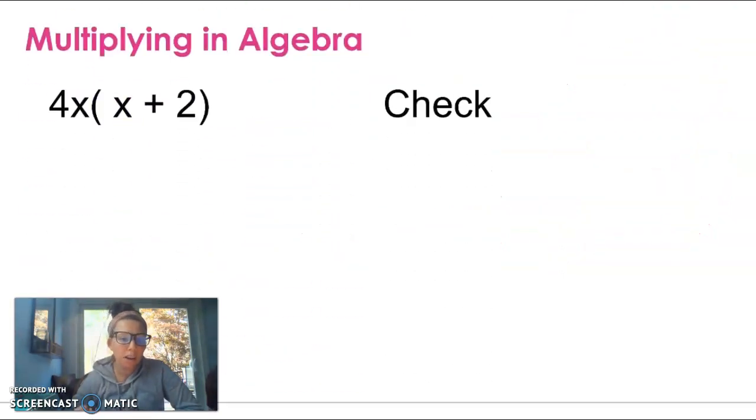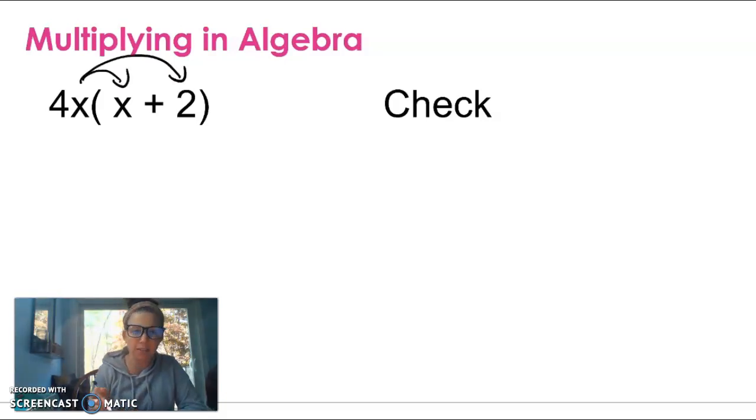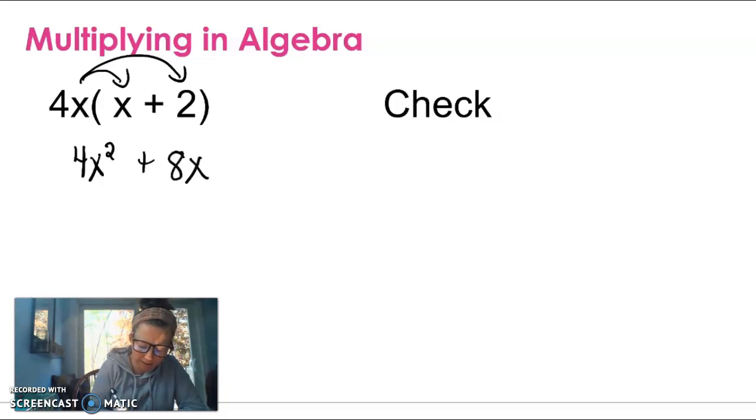Okay, so you have been multiplying actually. You've been multiplying this whole year and even kind of thinking back to last year as well. So for this, you'd probably just multiply these two together, right? And use the distributive property. And so that'd be 4x to the second power plus 8x.